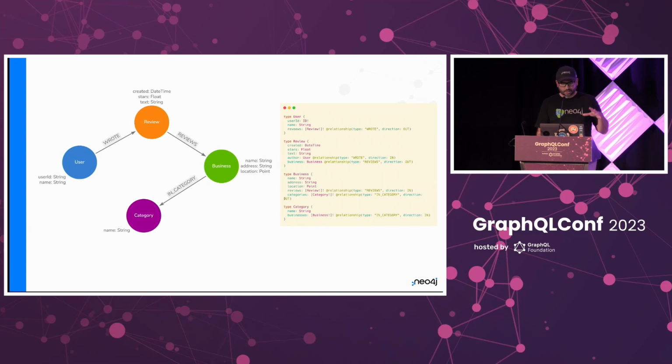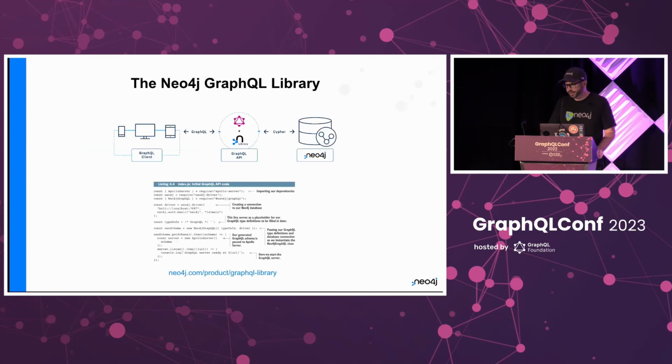So on the left here, I have a diagram of an implementation of a property graph model. This is from the Full Stack GraphQL book. The application we build is a business reviews application. So we have users that write reviews of businesses, and businesses are in some category. We can also describe that same graph model using GraphQL type definitions, and that's what we have on the right. So both of those are describing the same graph model.